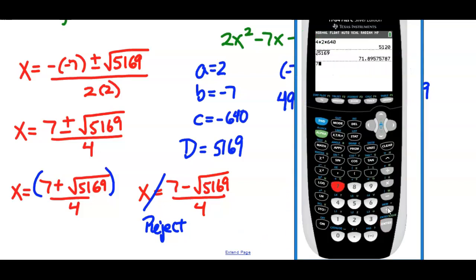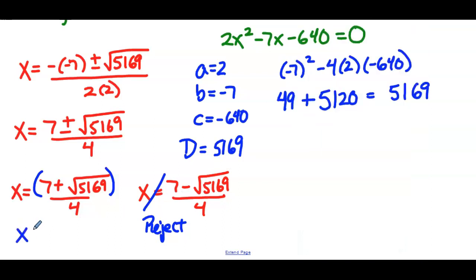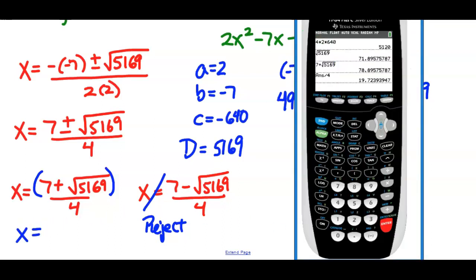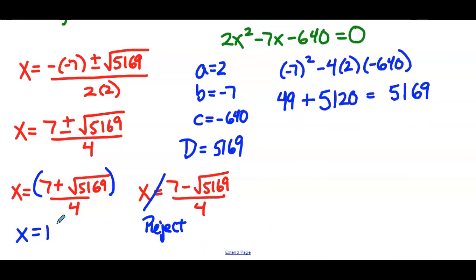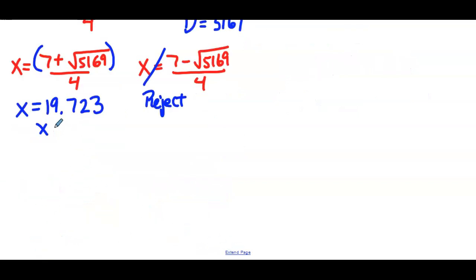So we can go 7 plus the square root of 5,169, hit enter, and now hit divided by 4. So we have 19.723, so x equals 19.723. So rounded to the nearest tenth, x is approximately 19.7.